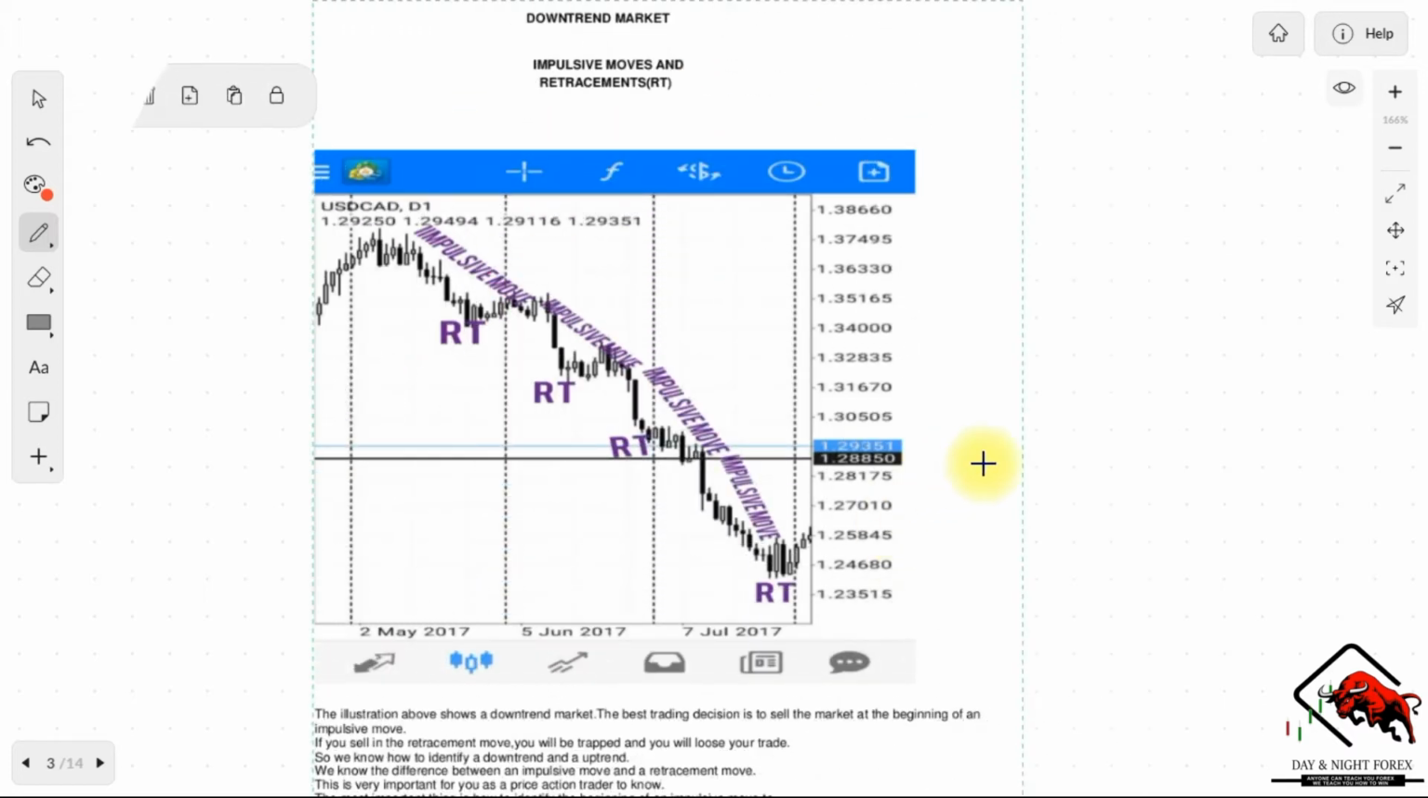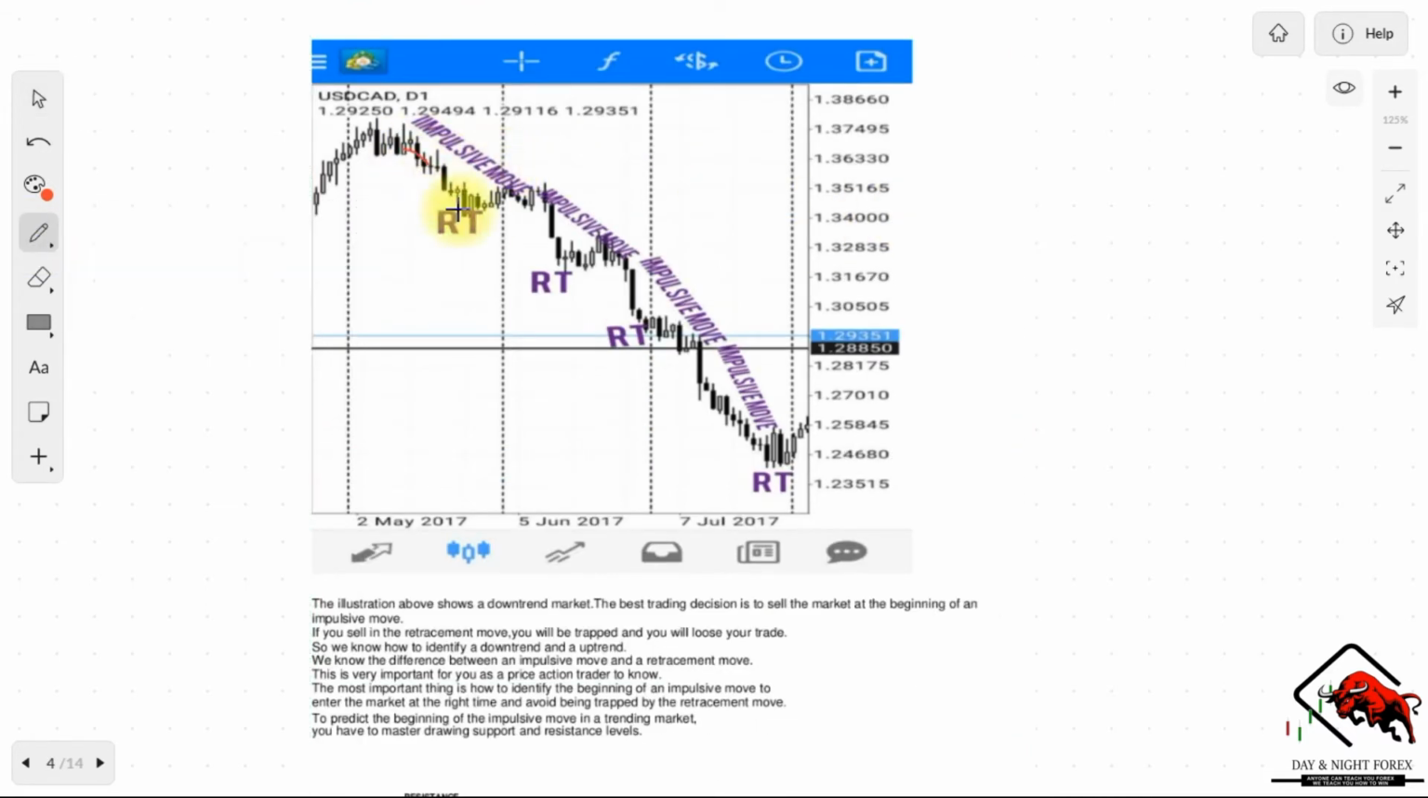So in the downtrend, this is how the impulsive move and the retracement basically look. As you can see, this market is making lower lows and lower highs, lower lows, lower highs, lower lows, and lower highs. That shows us that the market is going down, it is a bearish market, hence why we say this is a downtrend. So in this downtrend, as you can see right here, we have our retracement starting there and ending right there, and then we have our impulsive move.